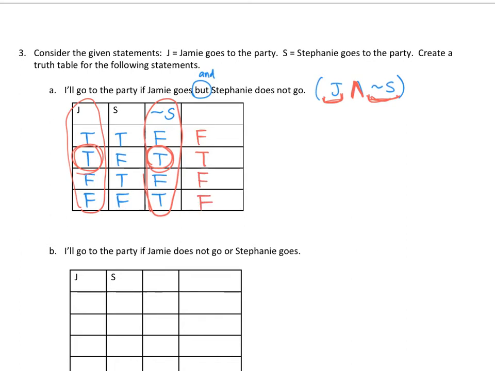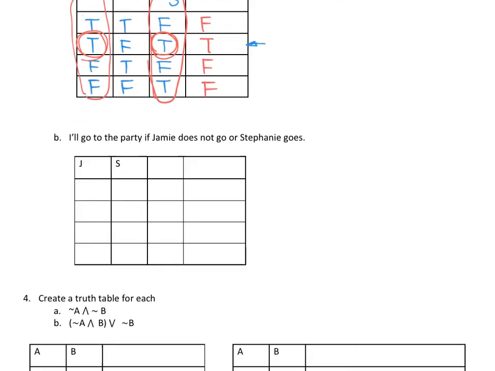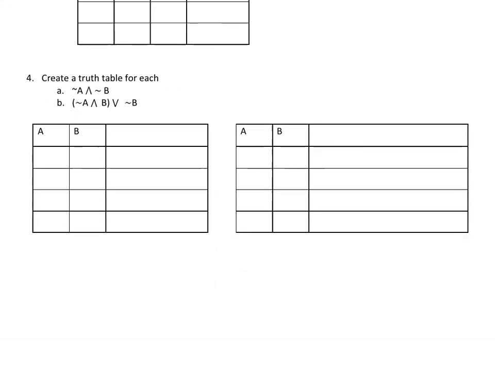So what does that mean? The only time this statement, Jamie goes but Stephanie doesn't go, is true is this case where Jamie's going and Stephanie's not going. Everything else, this statement is going to be false. All right, I'm going to have you pause and work on part B, and also number four, part B.